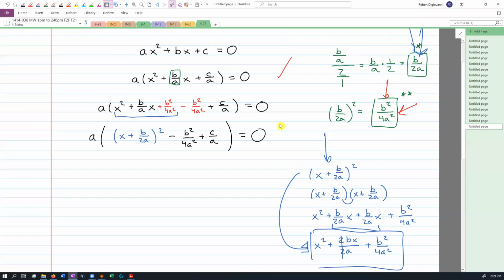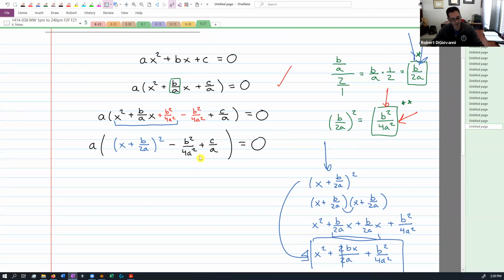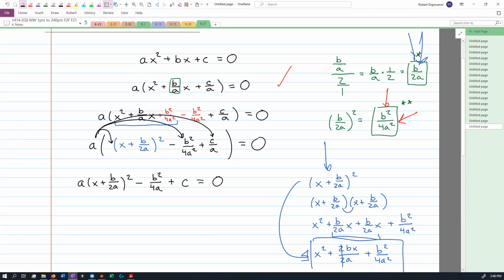Yes. Okay, now what I'm going to do is distribute the a through. So the a is going to go plop in front of that parentheses, the a is going to go through to that, and the a is going to go through to that. So when I do that, I get a times x plus b over 2a squared minus b squared over 4a. And that's because when I multiply this by a, one of the a's cancels. And then when I multiply this times this, the a's cancel completely and I get c. So is that okay? Yes.